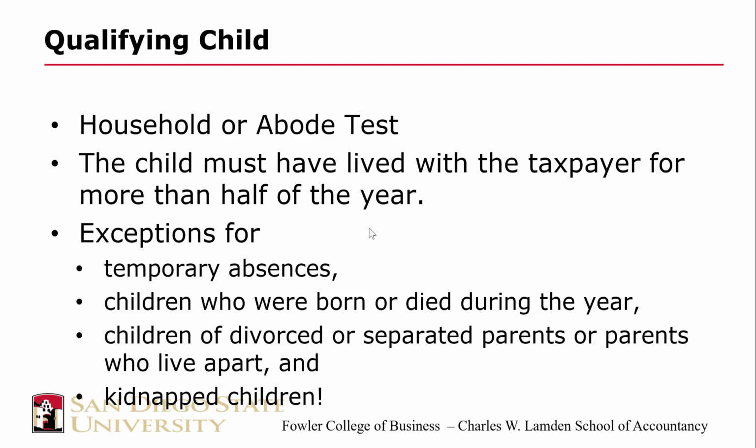There are exceptions for temporary absences. For example, students may go to college and live in the dorms. That's considered a temporary absence. A child that was born or died during the year gets complete coverage for the days that they were alive. They consider that their year. Children of divorced or separated parents or parents who live apart, there are exceptions for them because it could be that they're splitting time between the two. We'll talk about the tiebreaker rules in a little bit. And kidnapped children, that's considered a temporary absence. Good to know, right? If your child is kidnapped. Thankfully, for the most part, we live in a world where there's not a lot of kidnapping in the United States.